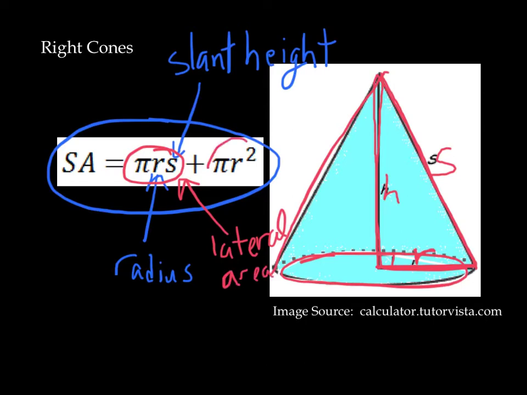The pi R squared portion of the formula, well, that is, of course, the area of a circle, pi r squared, right? So that is our base area. It's the base circle of our cone. Okay, so we can separate this out into two formulas, really. We've got the lateral area plus the base area.